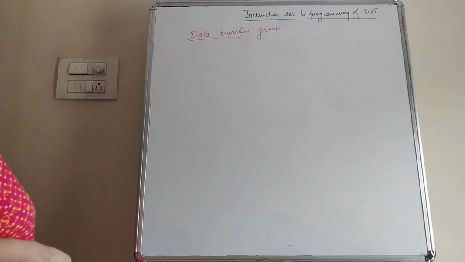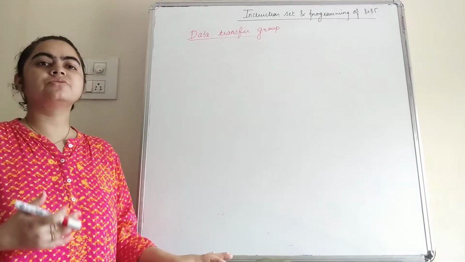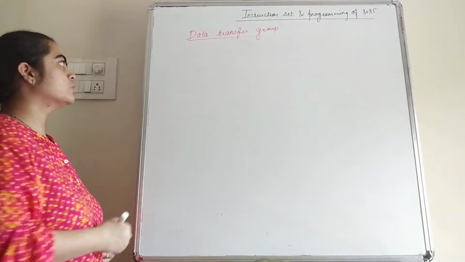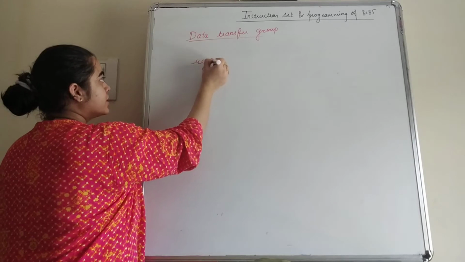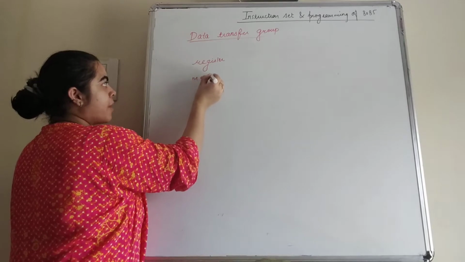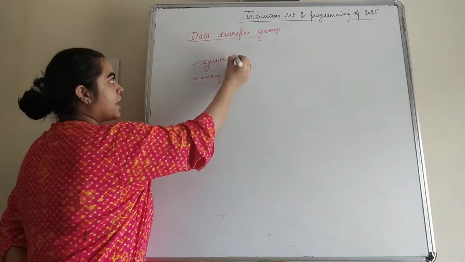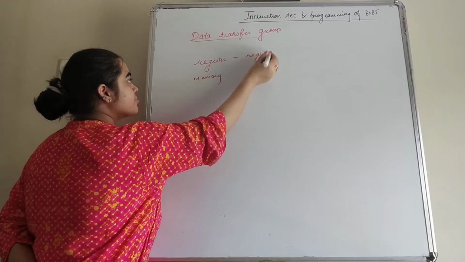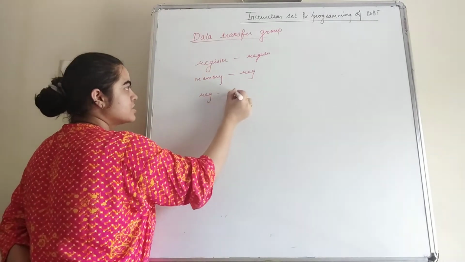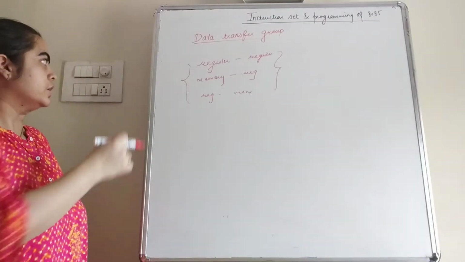Data transfer group. So students, in the data transfer group, we can transfer the data or the values either from the register to the memory or from the memory to the register. In our microprocessor we have registers and memories. So in data transfer, either we can transfer the data between two registers, or from memory to register, or from register to memory. So we can transfer the data in different ways.